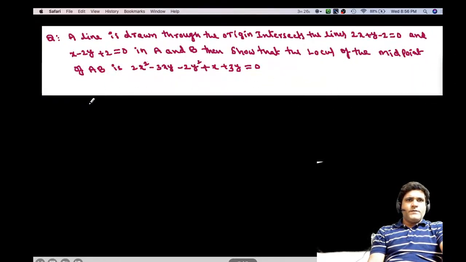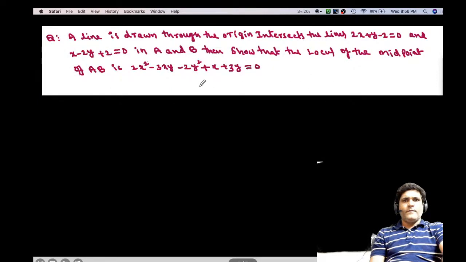Next question is this one. A line is drawn through the origin. It intersects the lines 2x + y - 2 = 0 and x - 2y + 2 = 0 at A and B. Then show that the locus of the midpoint of AB is this curve.